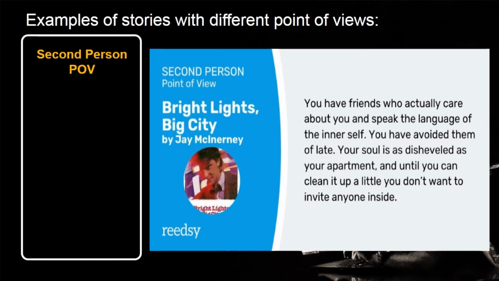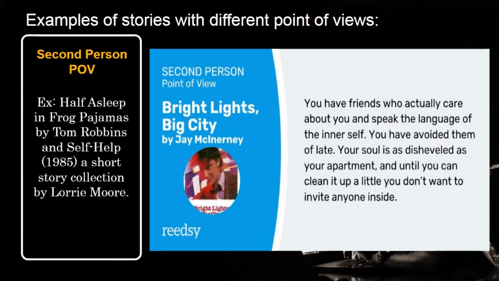Out of all the points of view, second-person point of view is the least popular. The stories Half Asleep in Frog Pajamas by Tom Robbins and Self-Help, a short story collection by Lorrie Moore, are stories written in second-person point of view. As well as Bright Lights, Big City by J. McInerney.